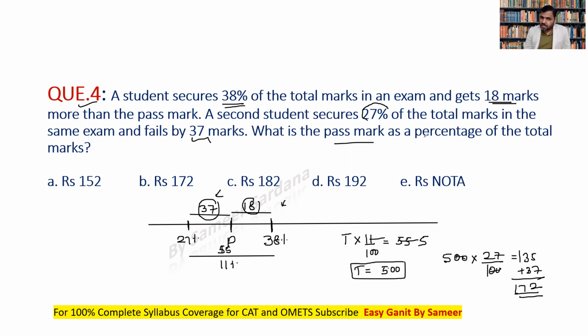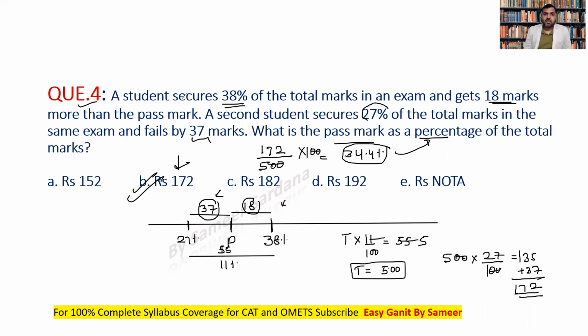Question says, what is the pass marks as a percentage of total? So basically we are supposed to find out the percentage. By mistake, I have given you the option for the passing marks. If it would have been percentage, just simply find out 172 is what percentage of 500. This would be 34.4%. 34.4% will be the answer in terms of percentage. In terms of marks, the answer will be 172.